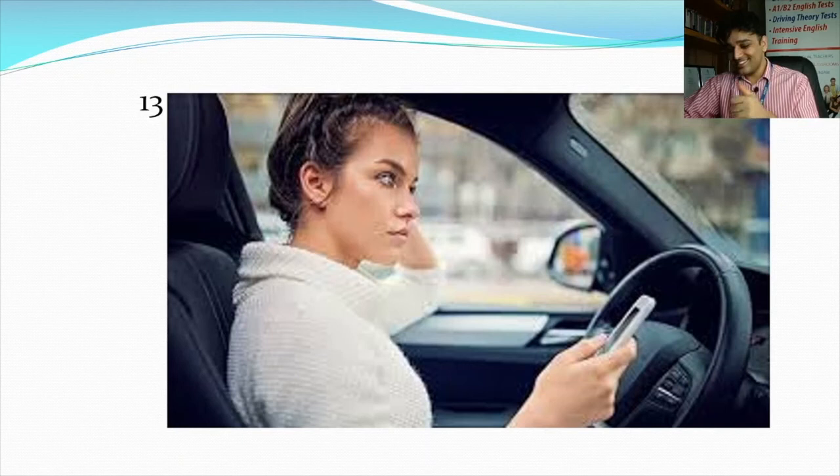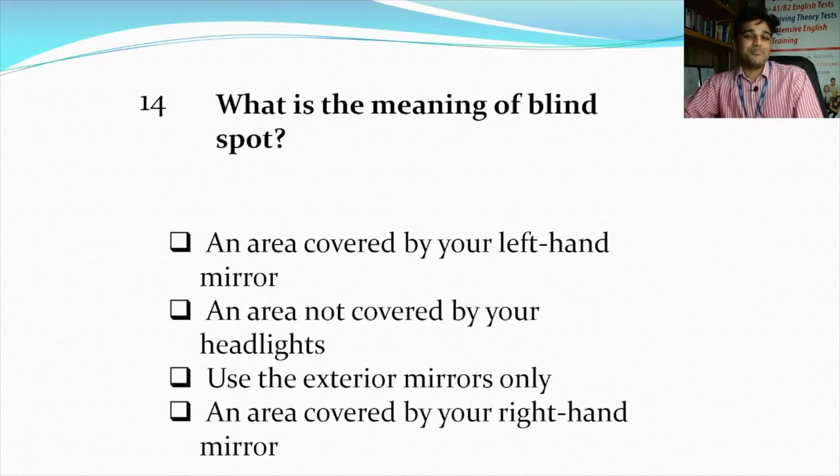Characters. Right, okay, question 14. What is the meaning of a blind spot? An area covered by your left-hand mirror, an area not covered by your headlights, use the exterior mirrors only, an area covered by your right-hand mirror. Okay, so again, what is the meaning of blind spot? An area covered by your left-hand mirror, an area not covered by your headlights, use the exterior mirror only, an area covered by your right-hand mirror. So blind spot is an area not covered by any mirrors.